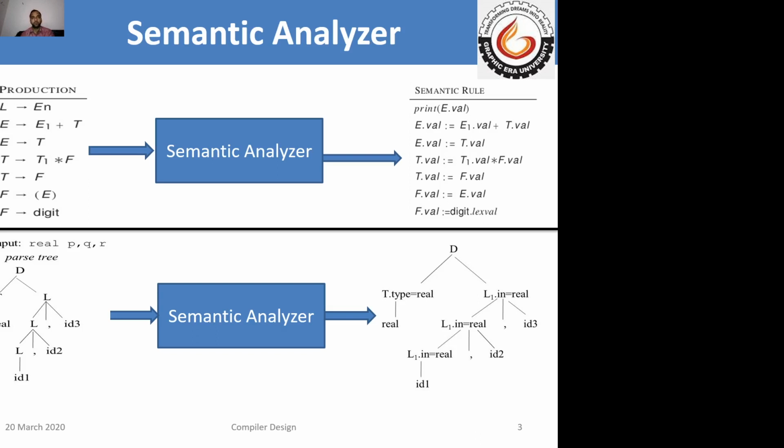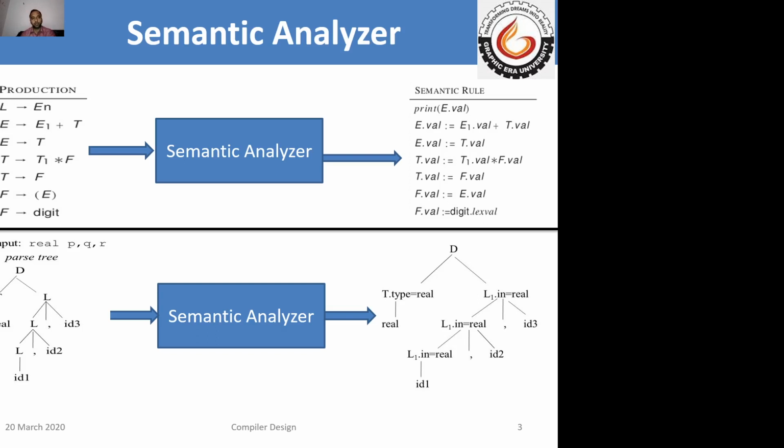Another thing is, semantic analysis is the last phase of the front end of the compiler. After that, the compiler enters the back end phase. So this is a very important phase of compiler design. Now come to the topic, semantic analyzer. In this slide, the first figure is production and semantic rules.